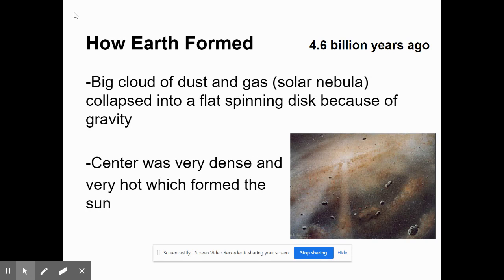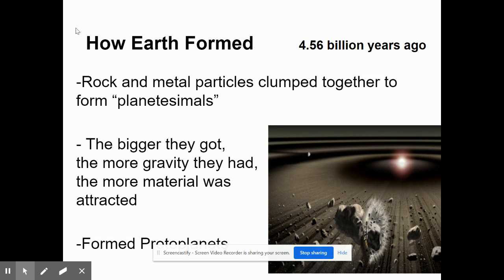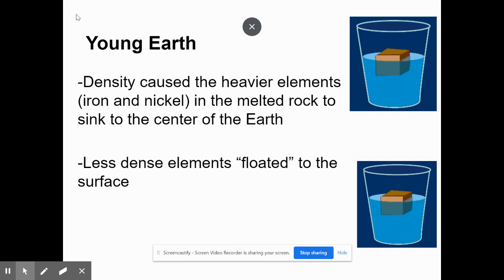Things with mass have gravity, so the more mass, the more gravity, and the gravity starts to pull things towards the center. So the center of this is very dense, very hot, which is what formed the sun. Your rock and metal particles that are denser and heavier clumped together to form what are called planetesimals. The bigger they got, the more gravity they had. So more mass, more gravity, and then more material was attracted. They call that accretion as it attracts together. And then they call these protoplanets, kind of like baby planets.